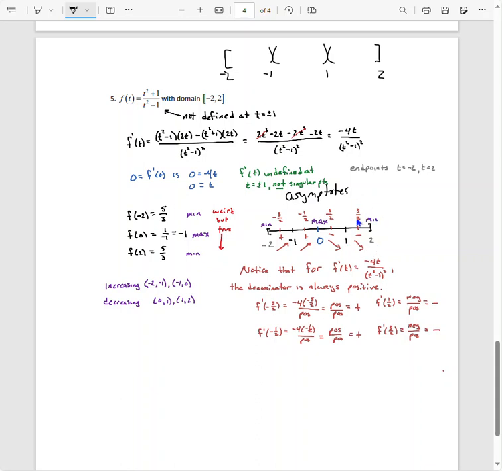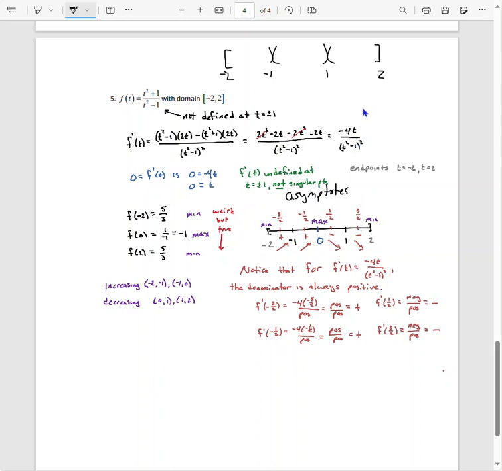So I'm going to use test values in between negative 2 and negative 1, negative 1 and 0, 0 and 1, and 1 and 2. And I just chose all the halves, and instead of calling it 1.5, I called it 3 halves because I'm a mathematician, not a baker or a carpenter.